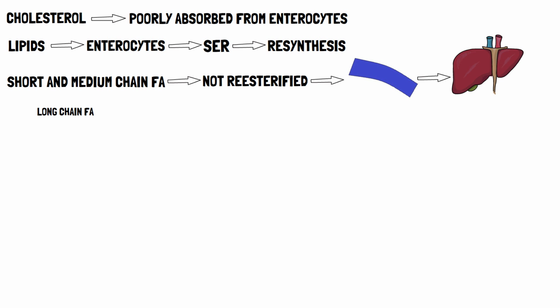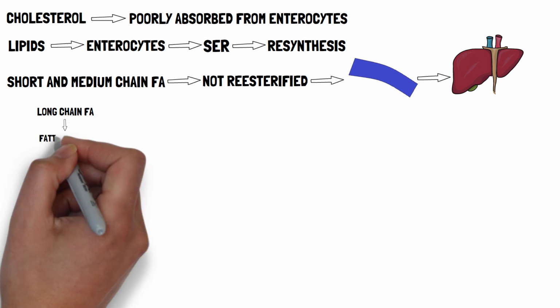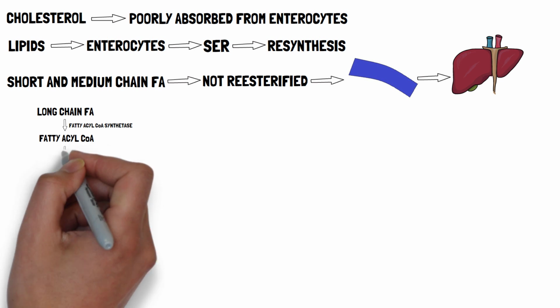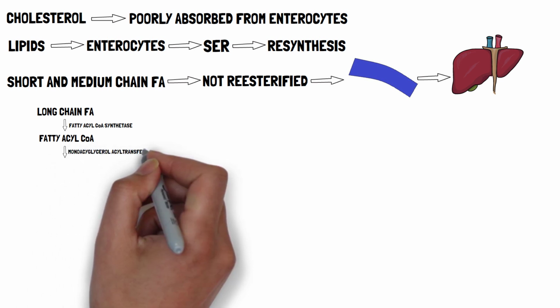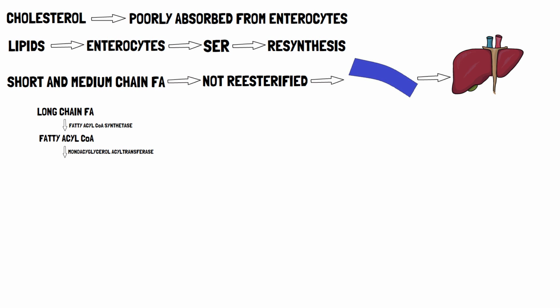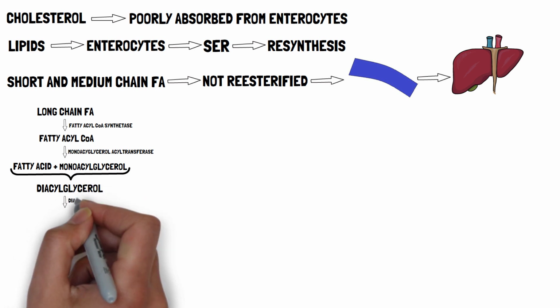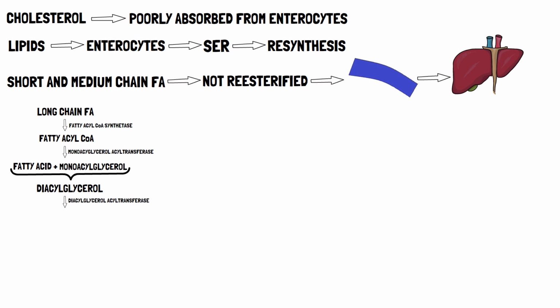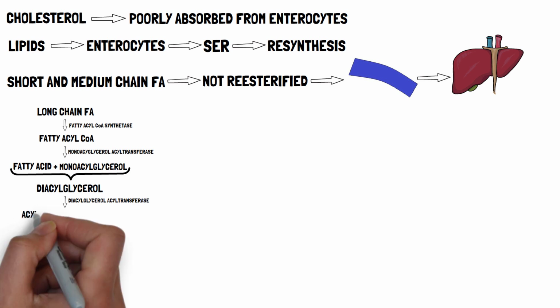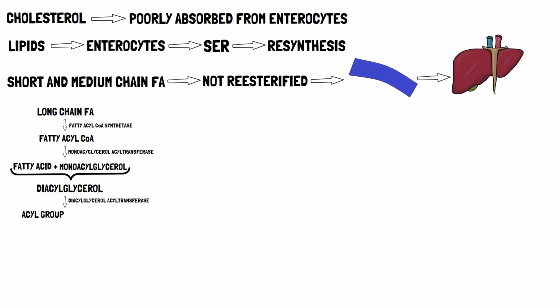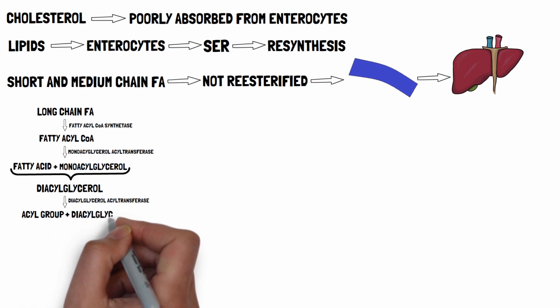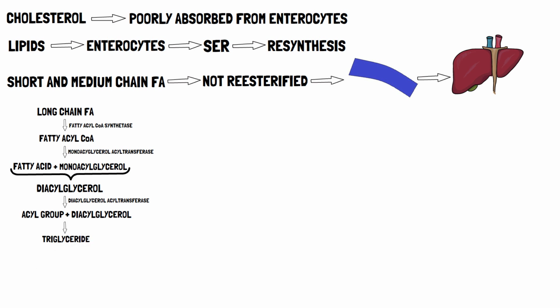Long-chain fatty acids are first converted into their activated form, fatty acyl coenzyme A. Next, an enzyme, monoacylglycerol acyltransferase, catalyzes the transfer of a fatty acid from a fatty acyl coenzyme A molecule to the monoacylglycerol molecule, forming a diacylglycerol molecule. Another enzyme, diacylglycerol acyltransferase, catalyzes the transfer of an acyl group from a fatty acyl coenzyme A molecule to the diacylglycerol molecule, forming a triglyceride molecule.